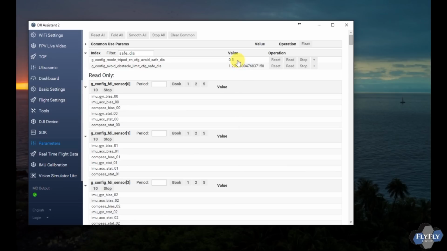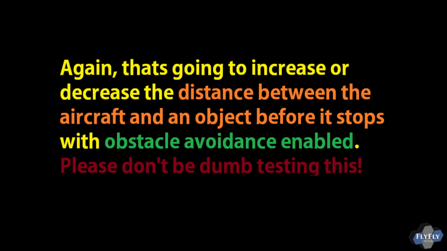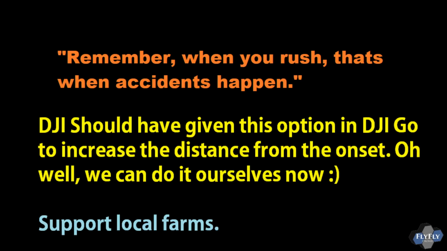So again, tripod mode's in here as well. If for some reason you want to change the tripod mode one, you can do that. So go ahead and change that, close out. And again, what that's gonna do is increase or decrease the distance between you and an object if you fly too close with the sensors enabled or disabled.